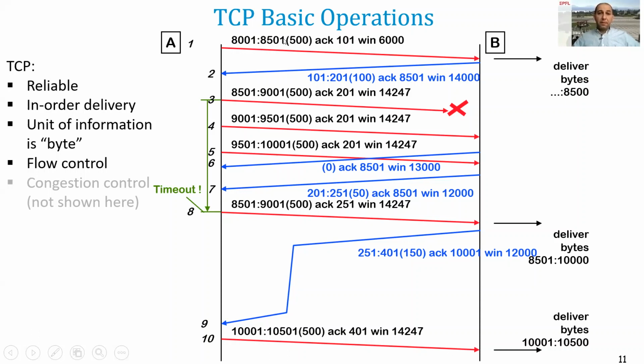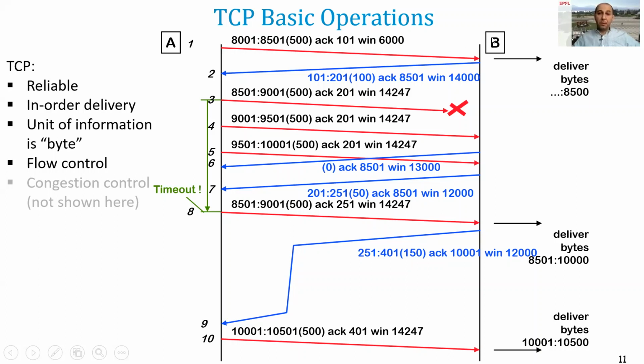So it's sending 500 bytes, but these bytes are numbered. They're numbered from 8001 to 8500. And this number is the number of the next byte expected to send. So the length of the data, the number of bytes that are sent, is just the difference between this number and this number.